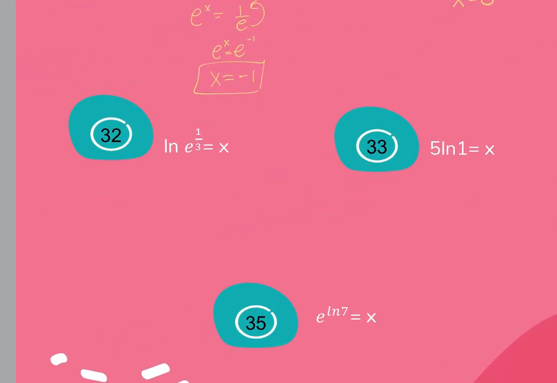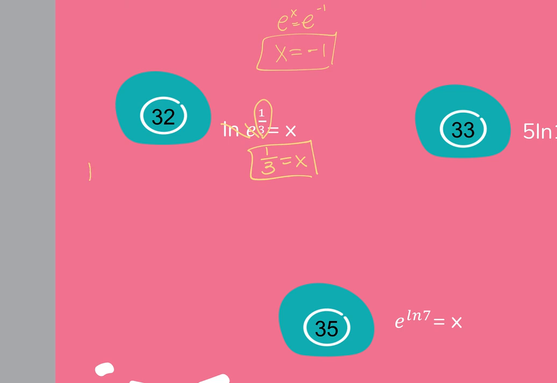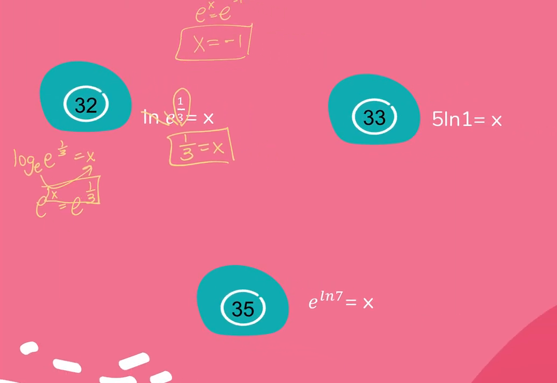32, ln of e to the 1/3. Here we go. Cancel these out. Keep the exponent. 1/3 equals x. Long way around would be log base e of e to the 1/3 equals x. e comes over and picks up the x. Bases are the same, so you set the exponents equal to each other.